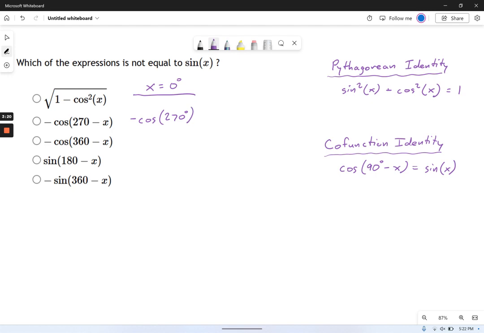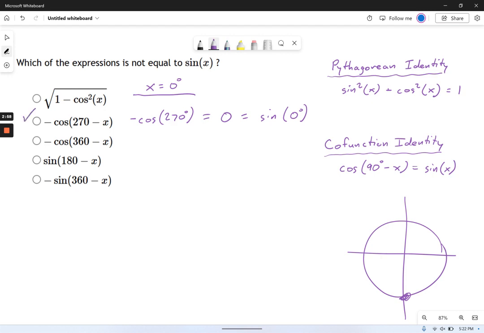Now, if you know your special angles, let's see. Do I know my special angles? That's okay. So I got to draw a unit circle here to think this through. 270 degrees is down here. Cosine is 0. So this is going to be equal to 0. Well, that's the same thing as sine of 0 degrees. That's what we said x was equal to, right? So I think this one's okay. That one is equal to sine x.